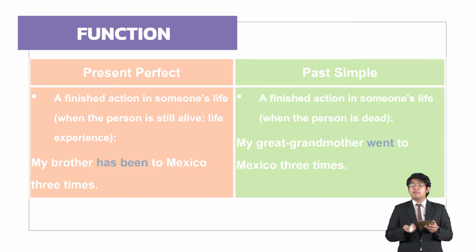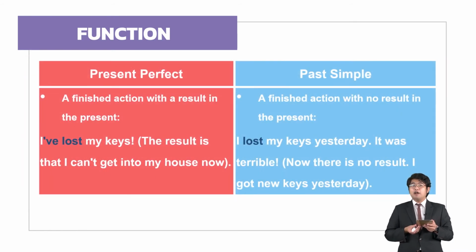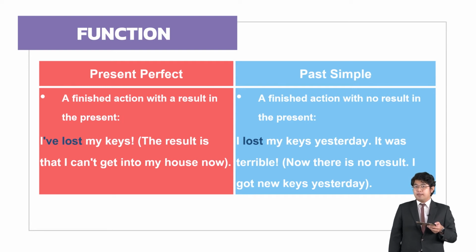Okay, next. For present perfect, a finished action with a result in the present: I've lost my keys. The result is that I can't get into my house now. But for past simple, a finished action with no result in the present: I lost my keys yesterday. It was terrible. Now there is no result, I got new keys.